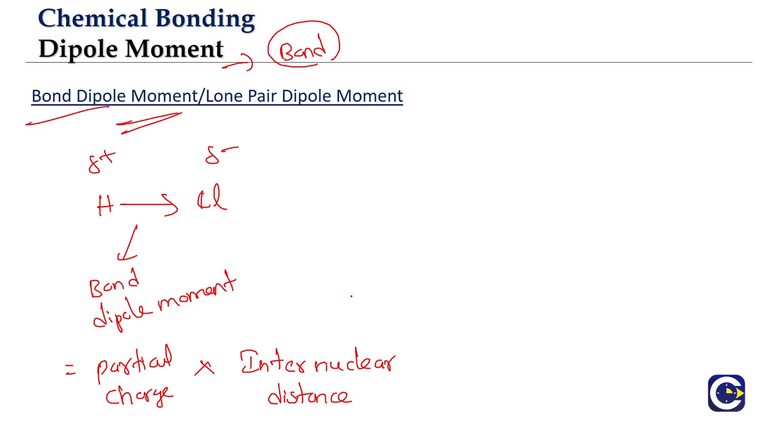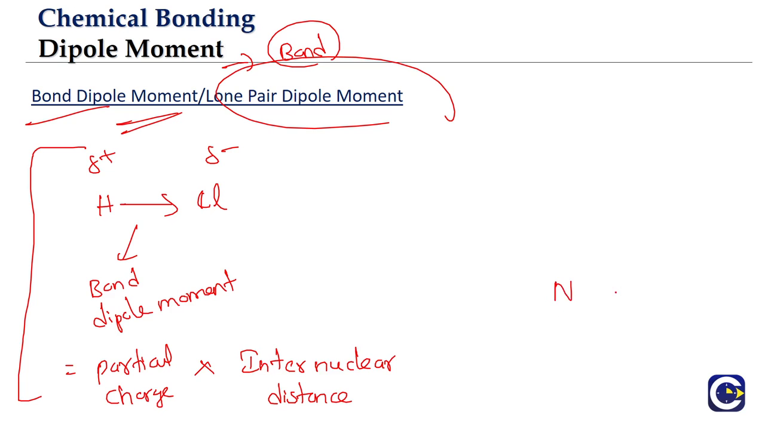When we talk about the molecule, we'll have two types of dipole moments in a molecule. One is the bond dipole moment, which we were studying before. There is also one more dipole moment which we call the lone pair dipole moment. What is this lone pair dipole moment?